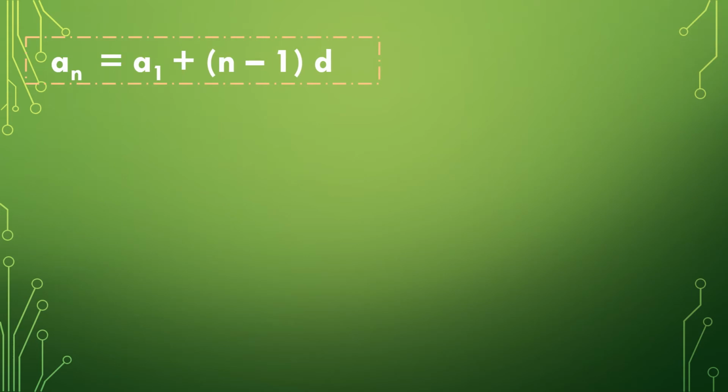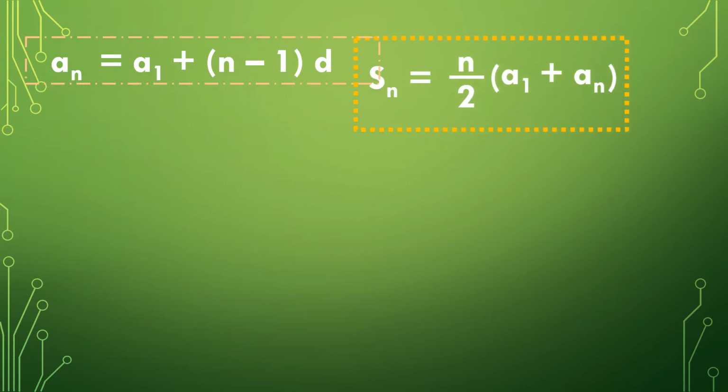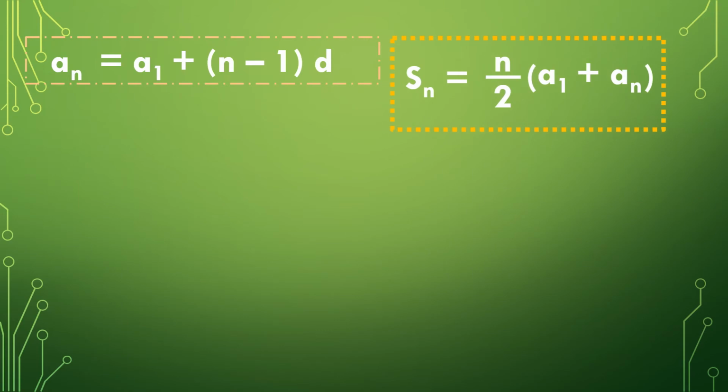We may use the formula a sub n equals a sub 1 plus n minus 1 times d in finding the variables that are missing. From the formula s sub n equals n over 2 times the sum between the first term and the nth term, we may substitute the value of a sub n to this equation.